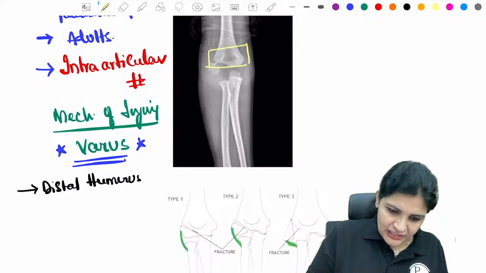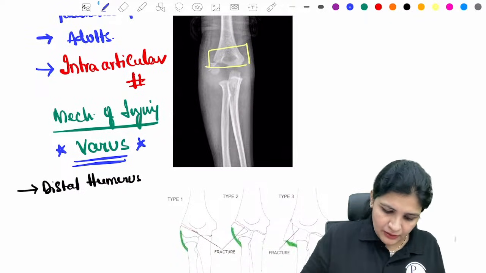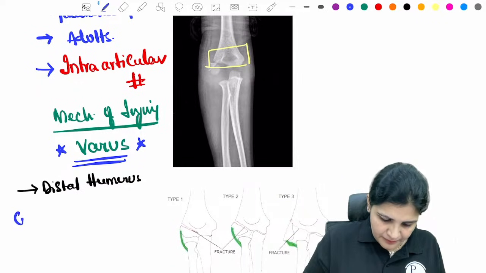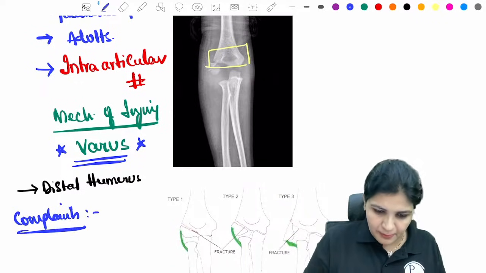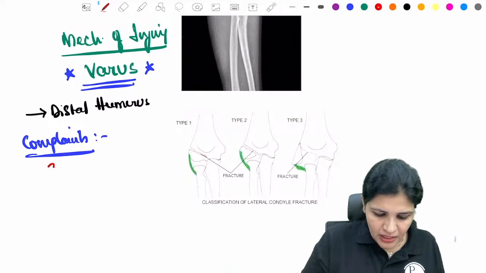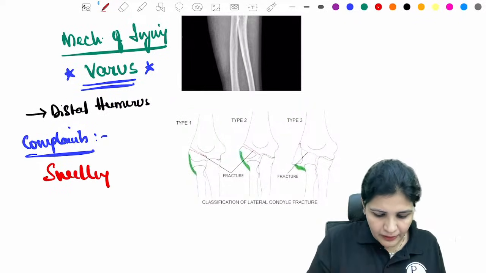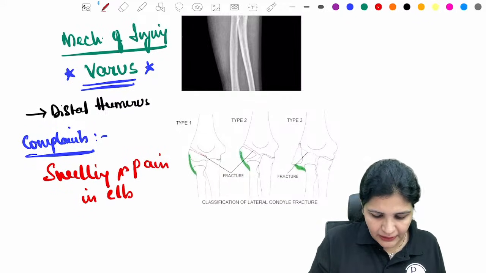I have told you the mechanism of the injury, and now the patient complains, right? So the complaints, the signs and symptoms. What the patient complains about, again, there would be swelling and pain in the elbow, right? Pain and swelling in the elbow.